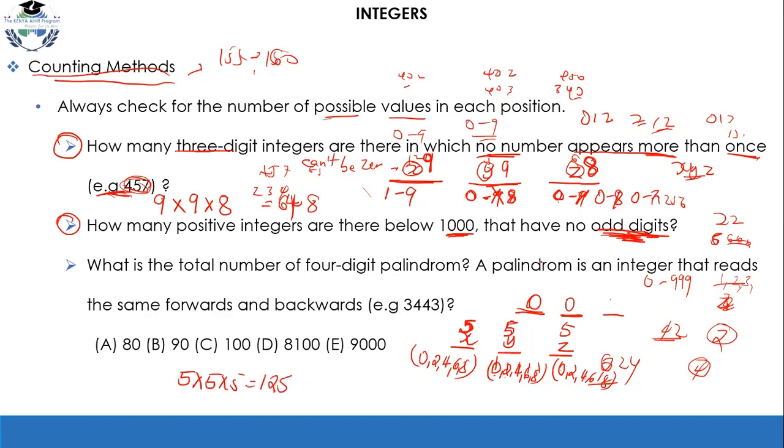125. But you've been asked how many positive integers. You remember we said 0 is not a positive integer. So if you had 0 here and 0 here and 0 here, 0, 0, 0 is not positive. You use 0 as an option in each place, so 0, 0, 0 is not a positive integer. So you just subtract 1 here. This gives you 124.